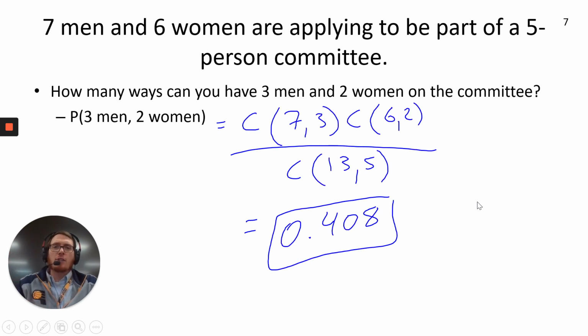If it's a combination situation, that should always work that way, and card counting would be a similar idea as we look at that. And so the probability you would have 3 men and 2 women on the board would be just over 40% at 0.408. Typically, we're going to go 3 significant digits. Okay, so if there's zeros leading up to it, and then 1, 2, 3 numbers after that in order to find that answer.